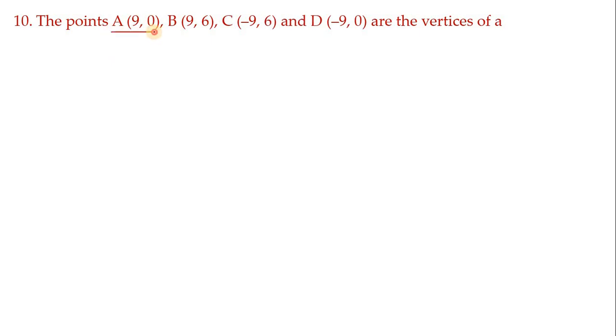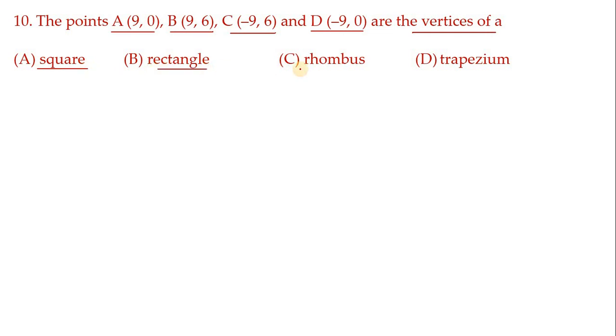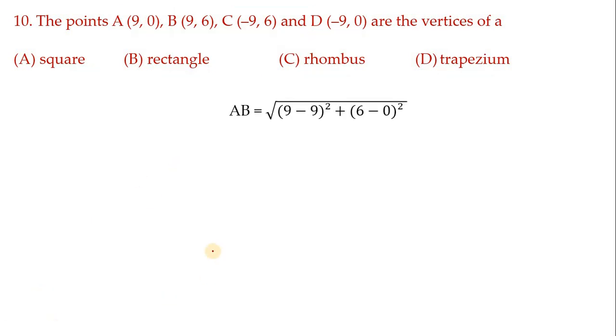The points A (9, 0), B (9, 6), C (minus 9, 6) and D (minus 9, 0) are the vertices of a square, rectangle, rhombus, or trapezium. So to check this, we have to find the AB distance, BC distance, CD distance as well as AD distance by using the distance formula. First let me find the AB distance.